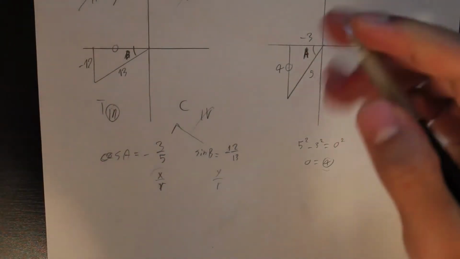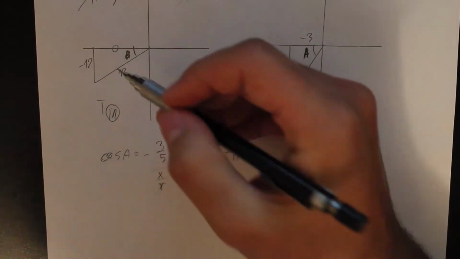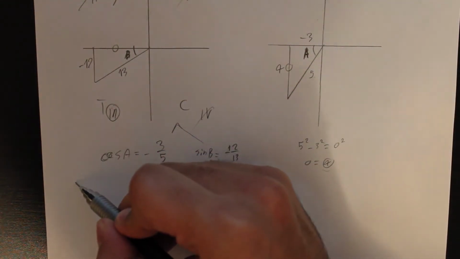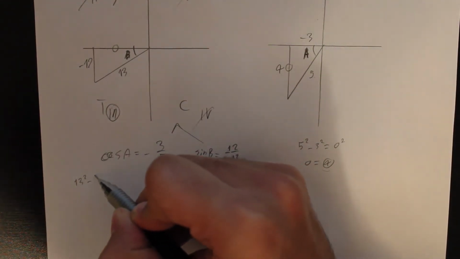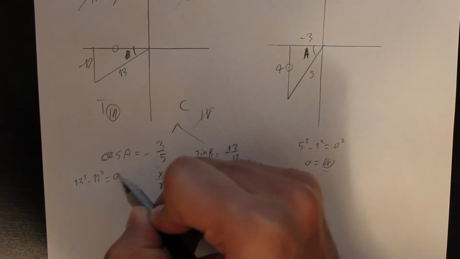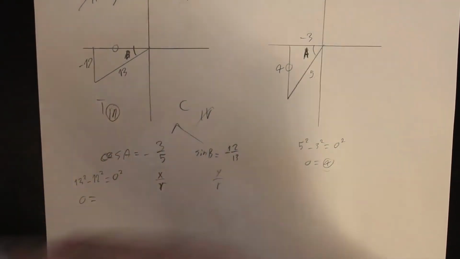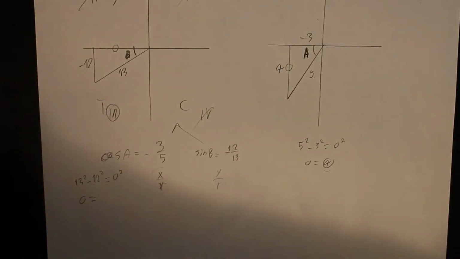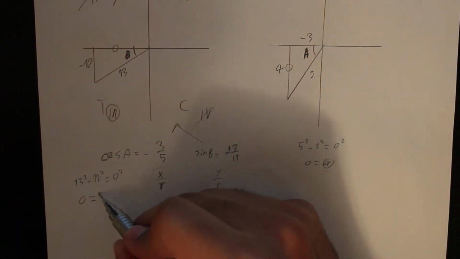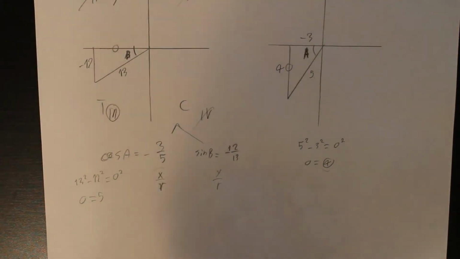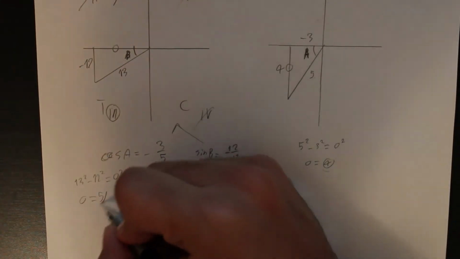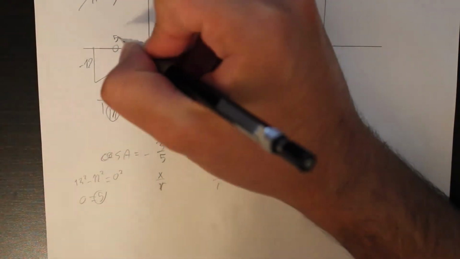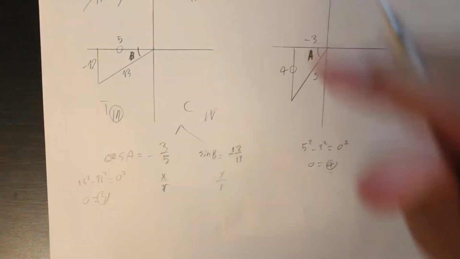So this equals 4 right here, and on this side we can use the same thing, 13 squared minus 12 squared equals O squared, and O in this case, after you plug in the numbers, would equal 5, because 169 minus 144 equals 25, square root of 25 is 5, so boom, 5. Okay, we got another 5 over here.